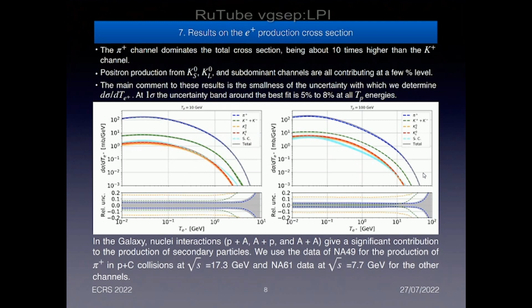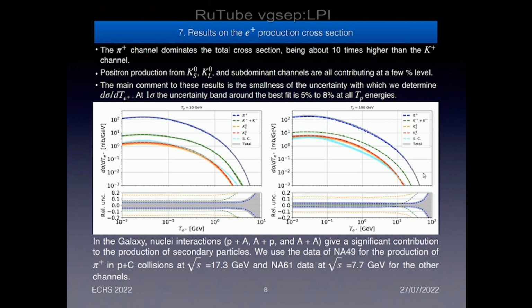Until now, we have just considered proton-proton cross-sections, but of course, in the galaxy, we can also have nuclei-nuclei interactions that can produce a lot of positrons in the final state. To estimate the values of the cross-section for this type of reaction, we performed a fit to the data provided by the NA49 and NA61 collaborations at these two square root of s energies. This experiment performed a proton over carbon collision. And to perform this fit, we assumed that the Lorentz invariant fully differential cross-section for a proton over carbon collision is equal to the one of a proton-proton interaction with a normalization factor that is connected to the mass number of the nuclei that are present in the interaction.